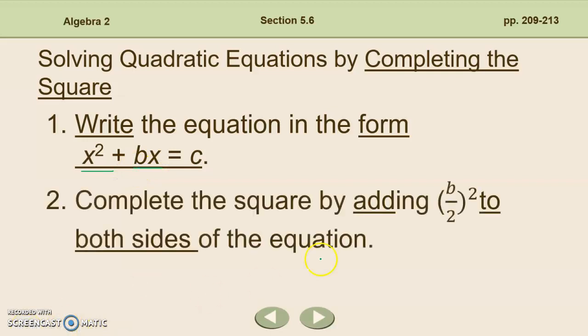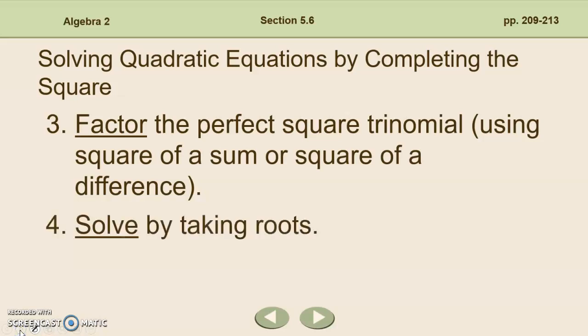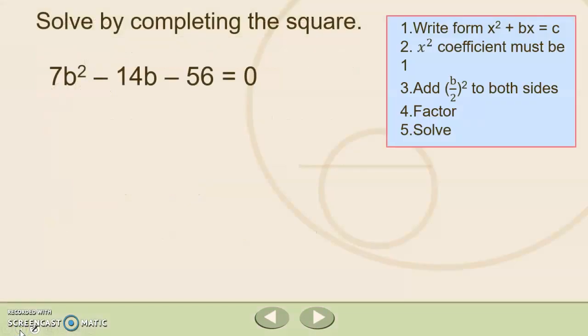We'll complete the square by adding b divided by 2 squared to both sides of the equation. After we've done that, we'll factor the perfect square trinomial using square of a sum or square of a difference, and then finally solve by taking roots. So let's see these steps side by side with an actual problem.